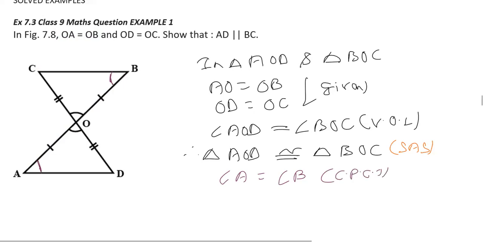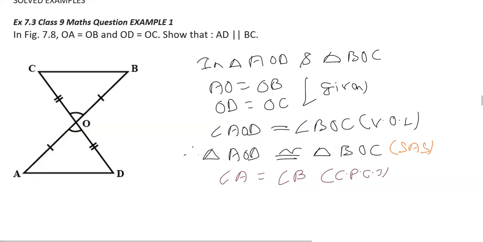Now, something that comes to a student's mind is why not angle A equal to angle C, why is it B? So when you look into the triangles, it's about correspondence. As you can see here, A corresponds to B, and not C. And that's the reason these two angles are equal.